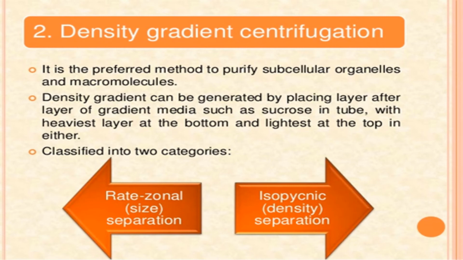Now, density gradient centrifugation is the preferred method to purify subcellular organelles and macromolecules. A density gradient can be generated by placing layer after layer of gradient media, such as sucrose, in a tube with the heaviest layer at the bottom and the lightest at the top. It is classified into two categories: isopycnic density separation and rate zonal separation. Isopycnic separates by density, and rate zonal by their size.